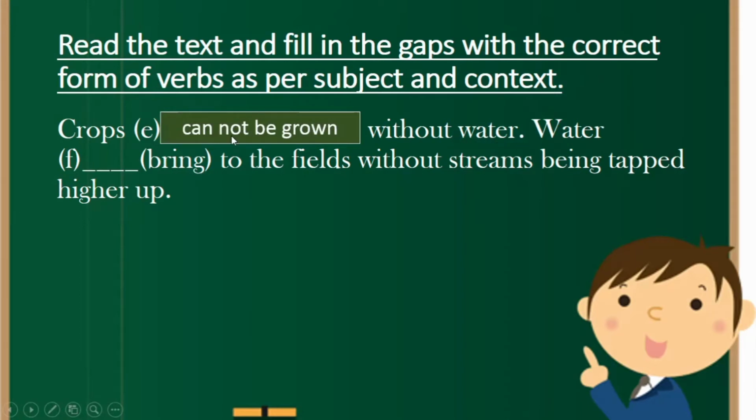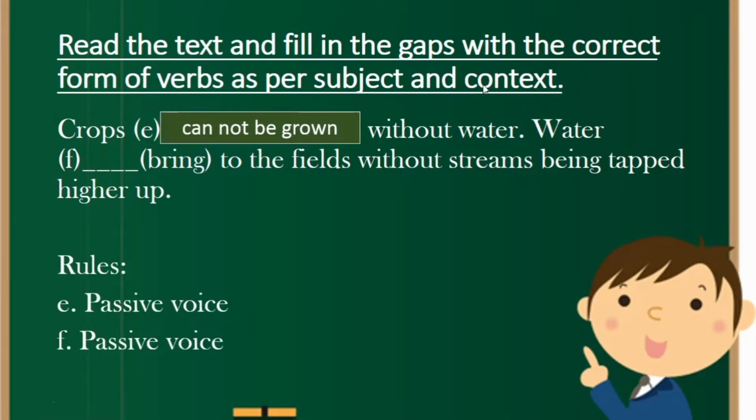Why are we using passive voice here? Because it is the demand of the context. You could also answer it in an active form, but according to the context, we are using passive voice.